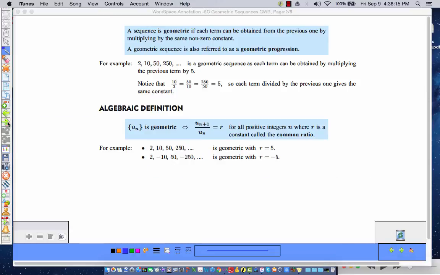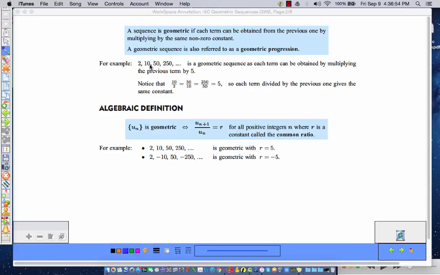A sequence is geometric if each term can be obtained from the previous one by multiplying by the same non-zero constant. So they have some examples here. I think you can clearly see that we're generating the next term in the sequence by multiplying by 5. The important part is not to think of it as multiplying by 5 necessarily, but to think of it as a common ratio. Similar to what we did with arithmetic sequences, we compare a term to the previous term. But instead of subtracting, we're dividing, hence the common ratio.